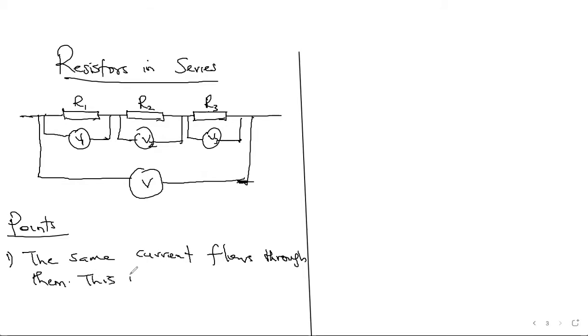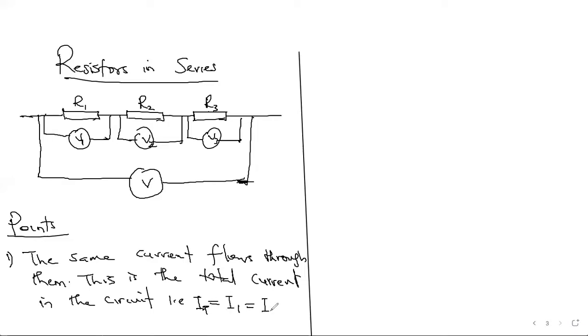This is the total current in the circuit. So that is I, the total current, I_T, which is the same thing as I1, the same thing as I2, the same thing as I3. So for our series connection.